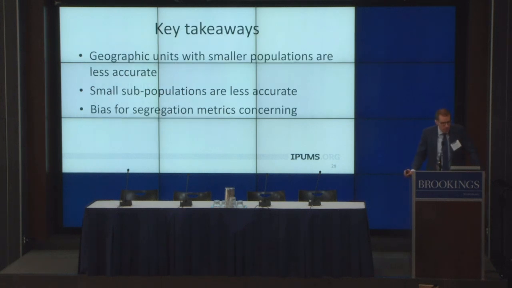The key takeaways: geographic units with smaller populations are less accurate. Small subpopulations, like the types of things we heard about this morning, will be less accurate. And there's some bias that we see in the segregation metrics that are concerning. This is all work I did on Monday, and so I don't quite have the interpretation down yet, but you'll see in the plots there's a bias that is an issue.